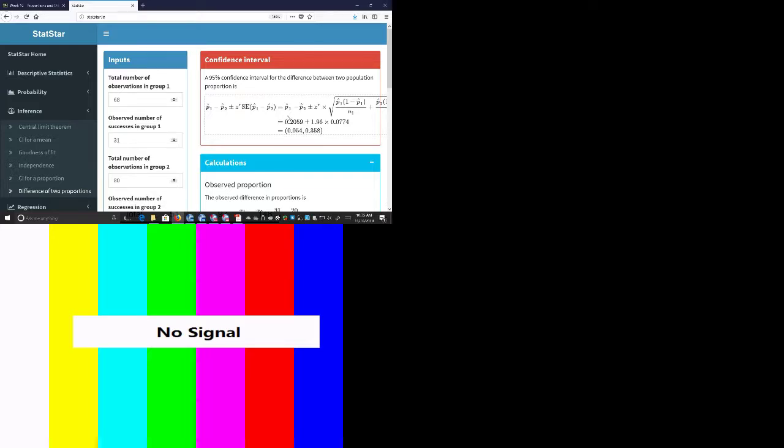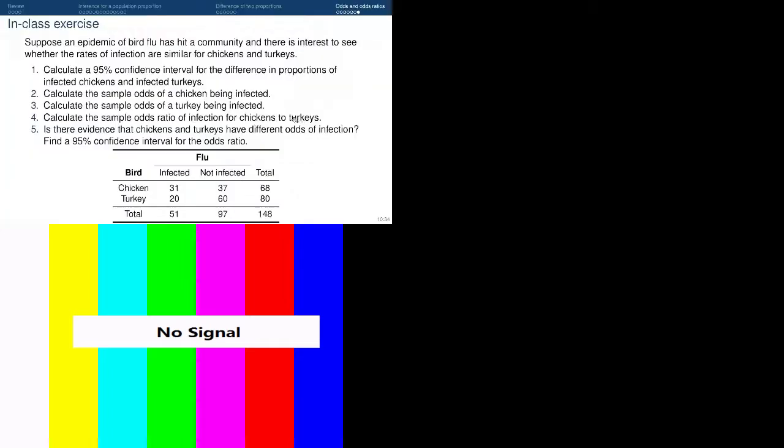Okay, so that's calculating the difference in the proportions. What's next? Calculate the sample odds of a chicken being infected, calculate the sample odds of a turkey being infected, and then calculate the odds ratio. So let's do that over here. Document camera.